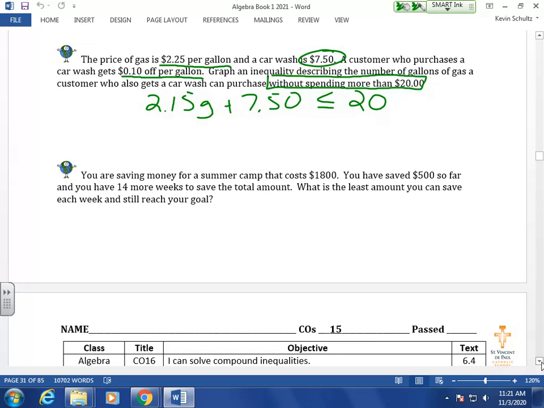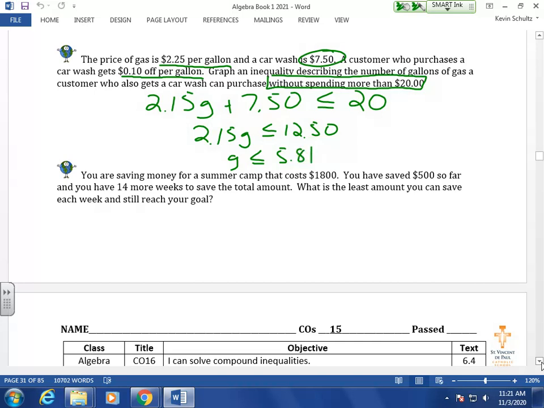Solving this, 2.15g is less than or equal to 12.50. Start by subtracting 7.50 from both sides. Divide by 2.15 and you get 5.81, something like that. Okay.